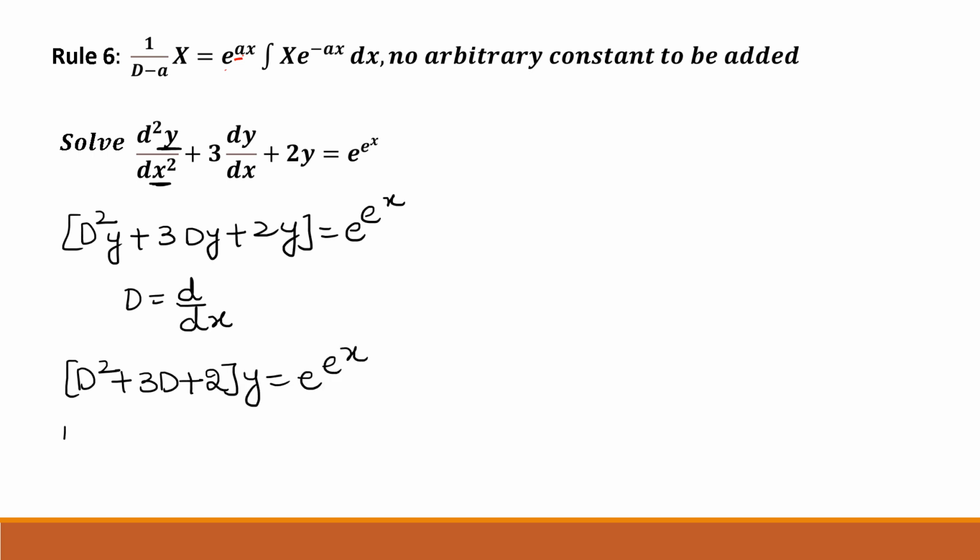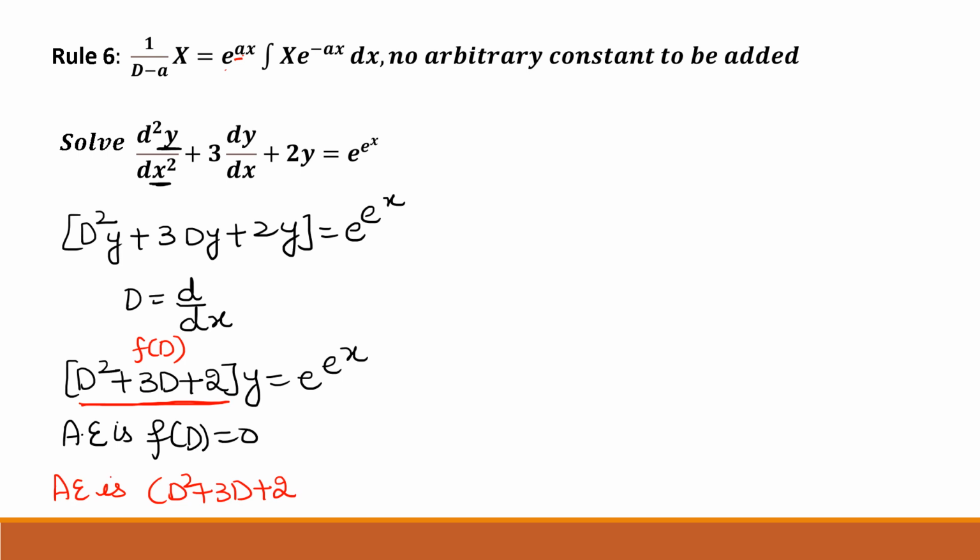Now next is the auxiliary equation. Auxiliary equation is f of D equals 0. Now what is my f of D? This is my f of D. So my auxiliary equation will be D square plus 3D plus 2 equal to 0. Next is to find the roots of the auxiliary equation. So what are the roots? If I split this into linear factors, this will be (D plus 2)(D plus 1) equal to 0. So D will be minus 2 and minus 1. So these roots are real and distinct.